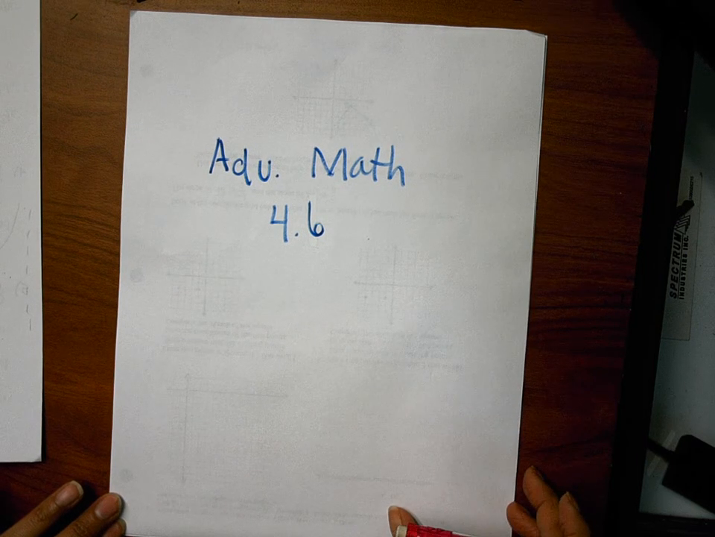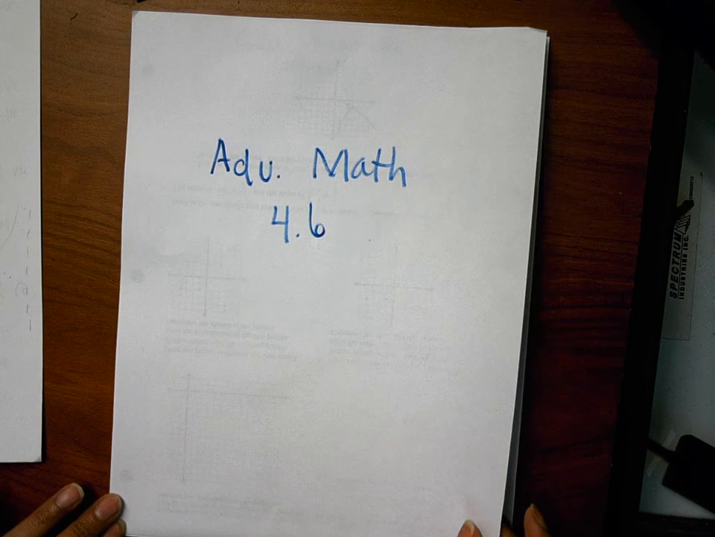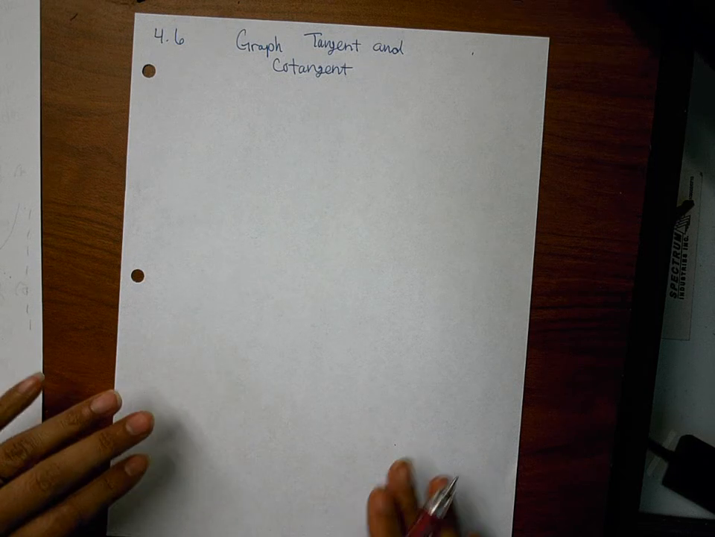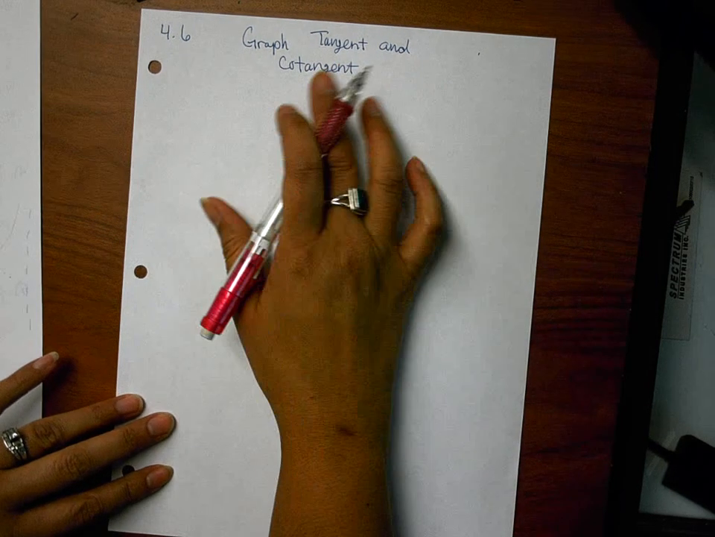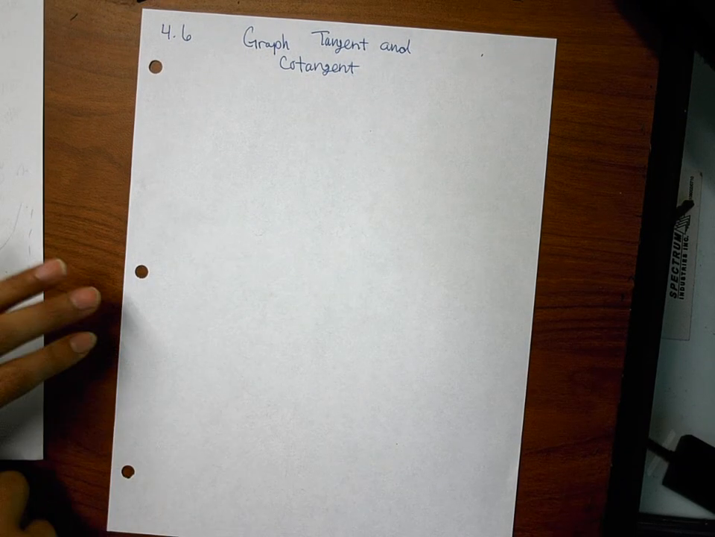This is Advanced Math, 4.6 notes. That's Unit 4, Lesson 6. The title is Graph, Tangent, and Cotangent. We're going to graph tangent and cotangent graphs is what we're working with today.